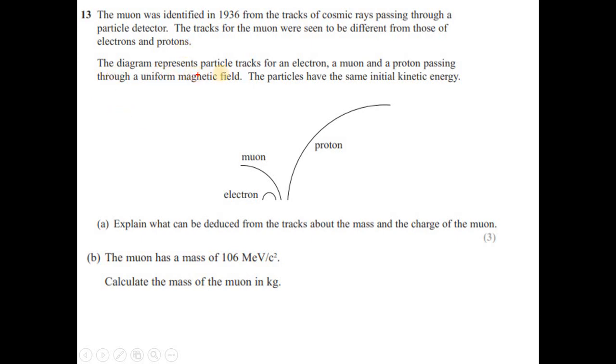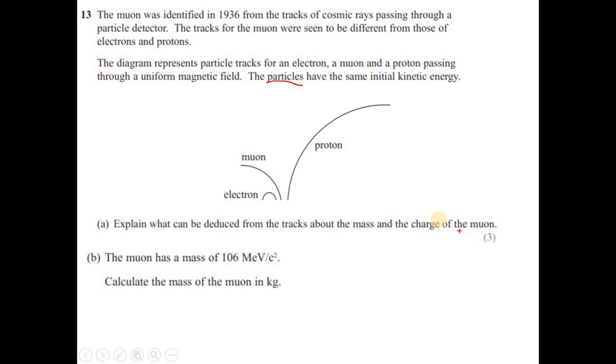The diagram represents particle track for an electron, a muon, and a proton passing through a uniform magnetic field. The particles have the same kinetic energy. Explain what can be deduced from the track about the mass and the charge of the muon.